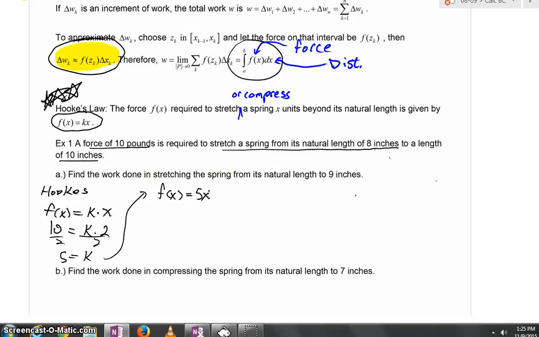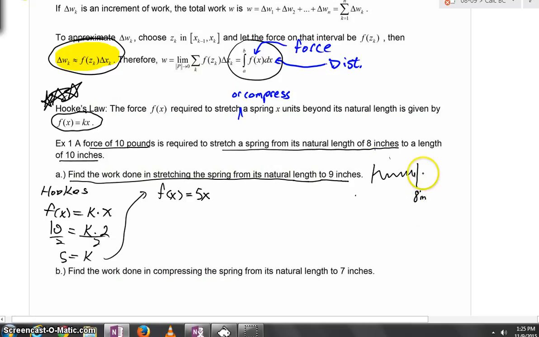Well, please do this. I think this can be very helpful because when it comes to making a picture, I usually will draw this in right here and say this is the natural length that we're going to be working with. For part A, find the work done in stretching that spring from its natural length to 9 inches. Well, the natural length is 8 inches, and we'd like to stretch that out all the way out to 9 inches.